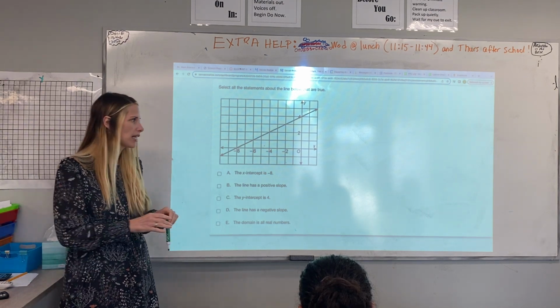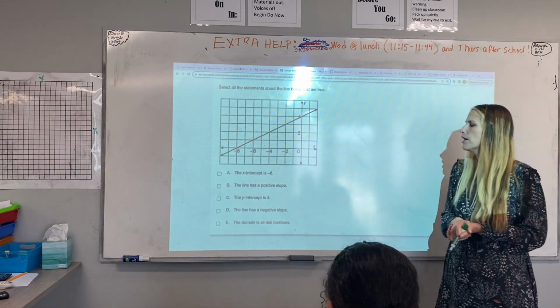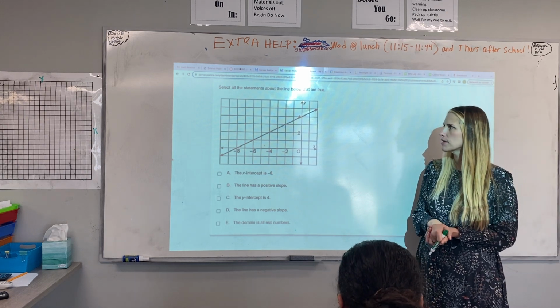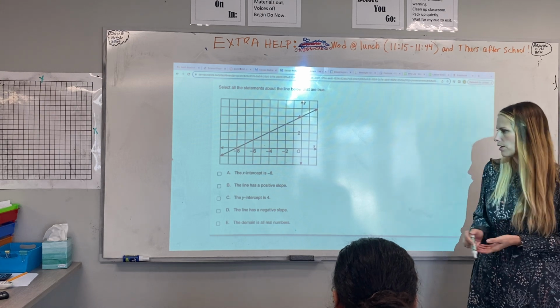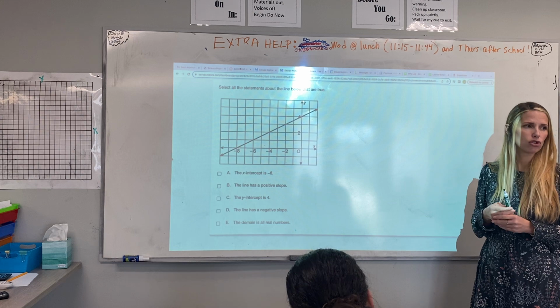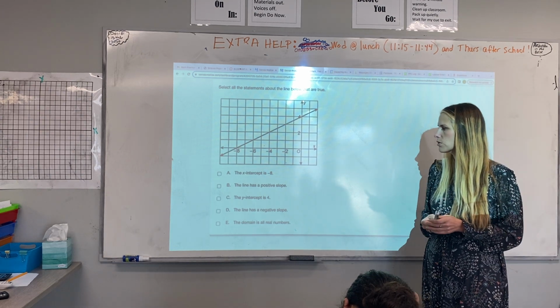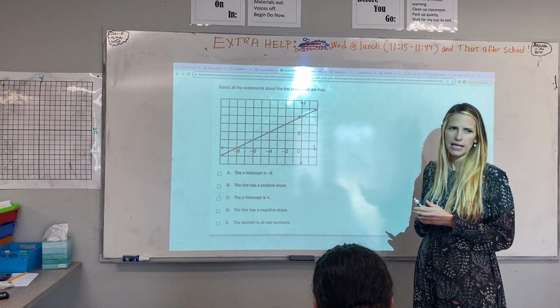Even if your answer's wrong, that's good, because then we can figure out why it's wrong and how to get it right. Number 1 says, select all the statements about the line below that are true. There are 5 statements, and we're going to have to determine if they're true or false, and only select the ones that are true. The first one says, the x-intercept is -8.